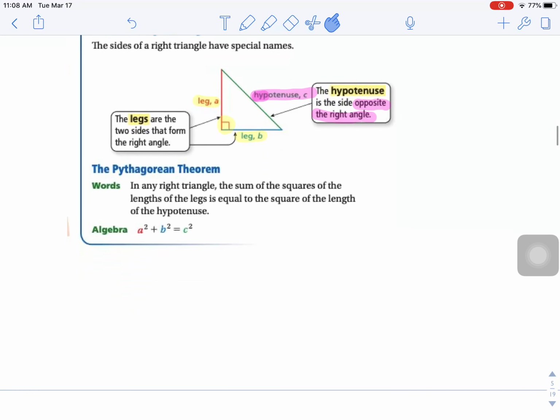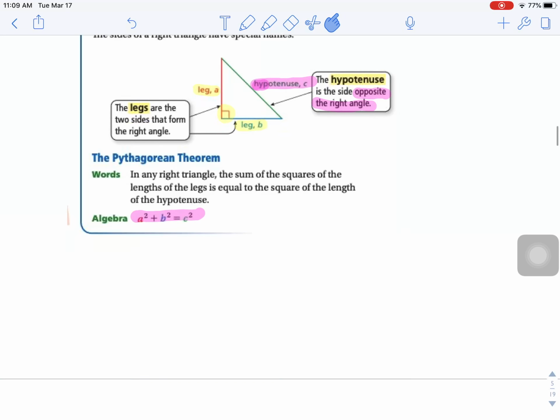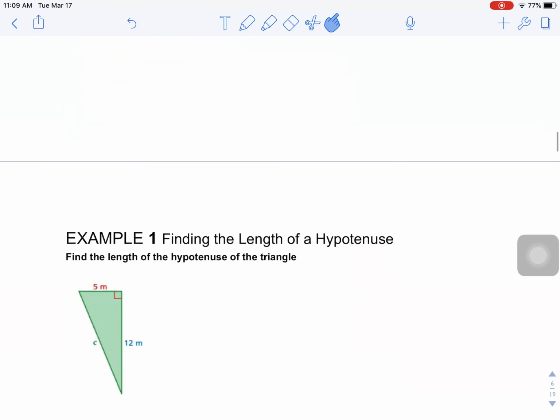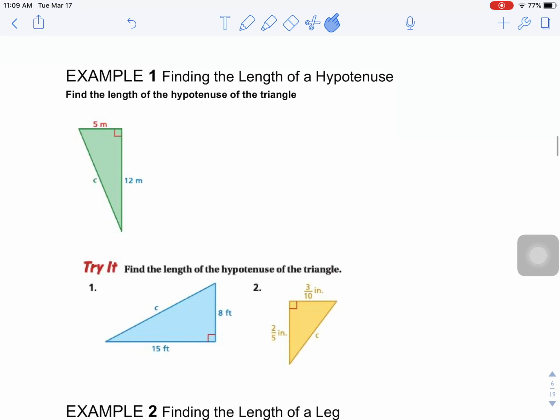So our theorem states: a squared plus b squared equals c squared, again, where a and b are the legs, and c is the hypotenuse. Okay, let's look at an example here.